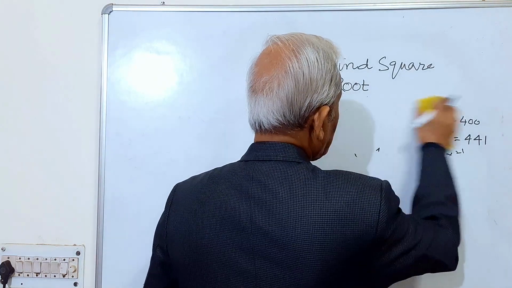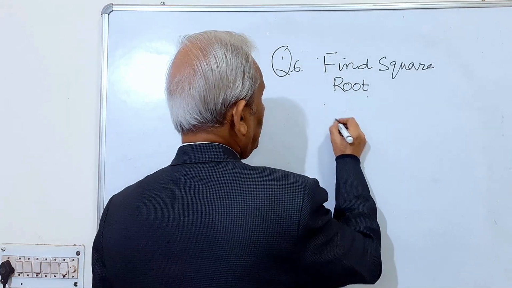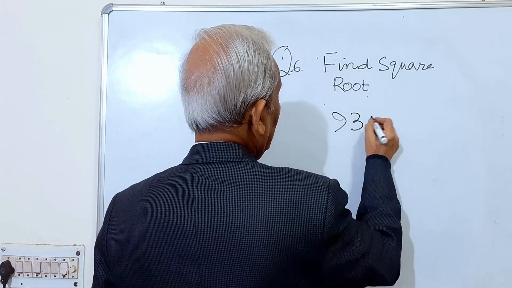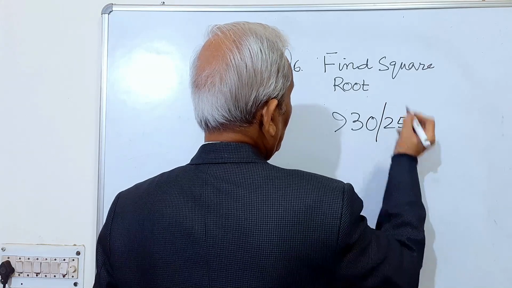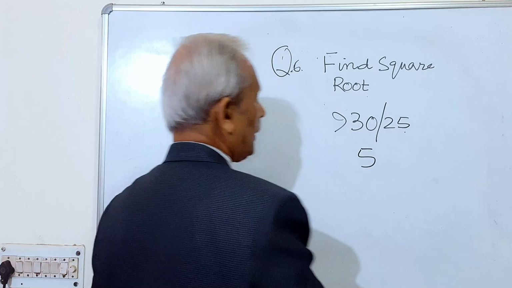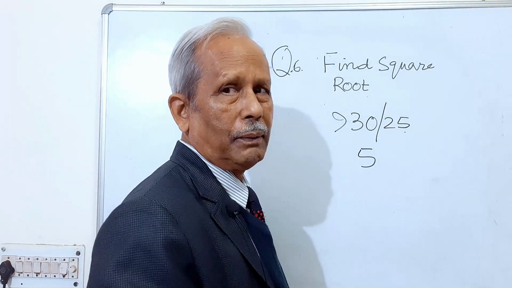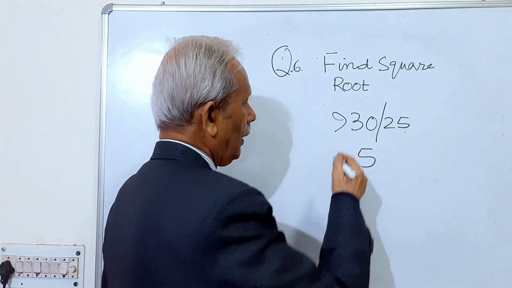Let's do the last question. 93025. The moment you see 5 here, it will definitely end in 5. It cannot become anything else because there is no other number which by multiplying can give 5.